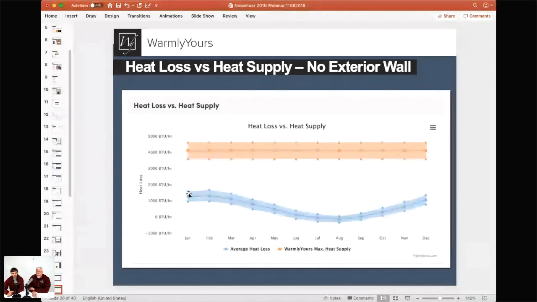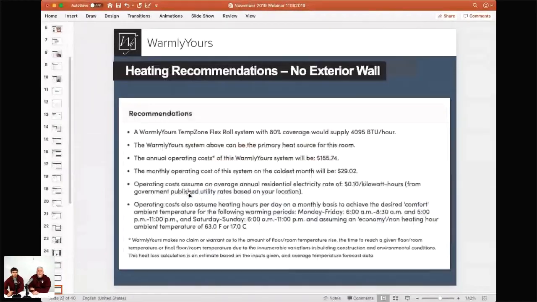Does your zip code field accept Canadian postal codes? Yeah, the tool will work just fine for US zip codes and Canadian postal codes, so it should be no problem. So let's take a look at what you get at the end of your study here.